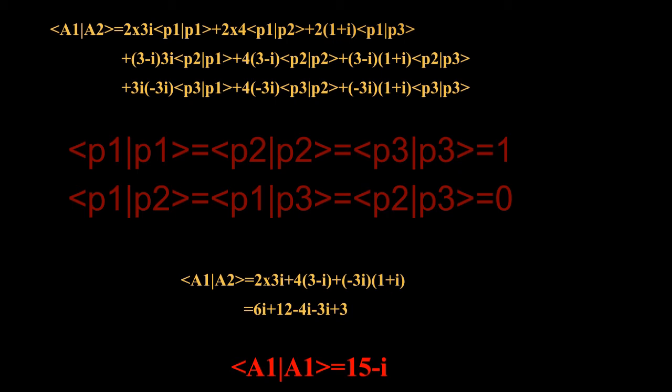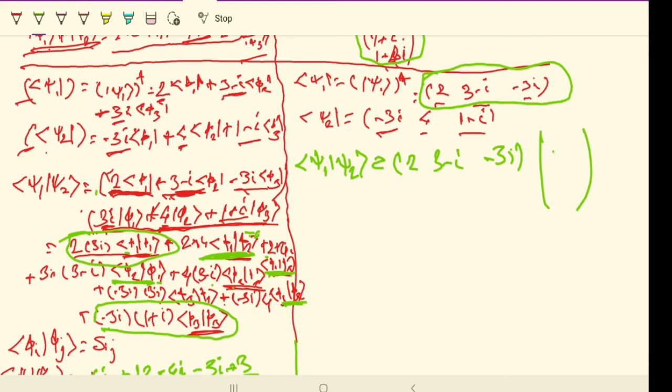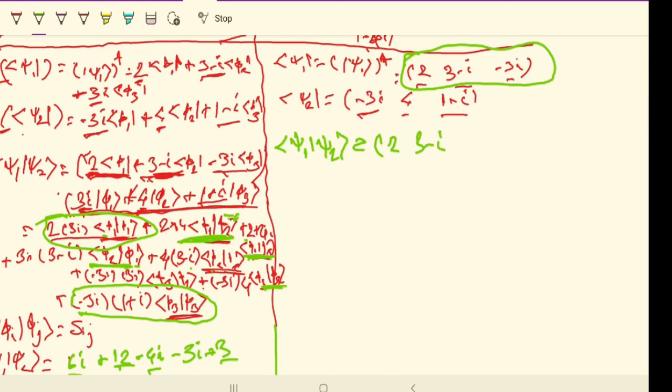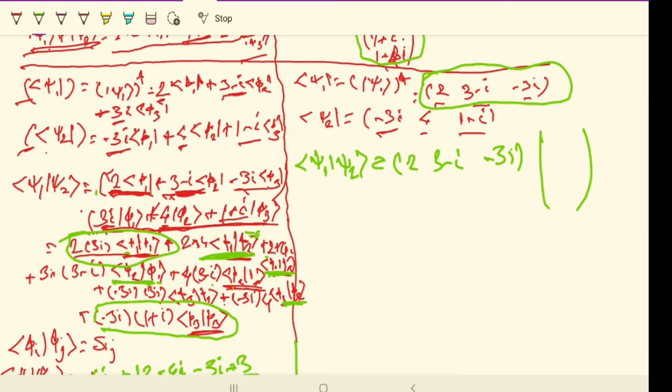Okay, let's see using these matrix representations what will be psi 1 psi 2. So bra psi 1 inner product with ket psi 2 will be equal to, what is bra psi 1? This is my bra psi 1. So bra psi 1 is 2, 3, minus 3i, and my ket psi 2 is this, 3i, 4, 1 plus i.